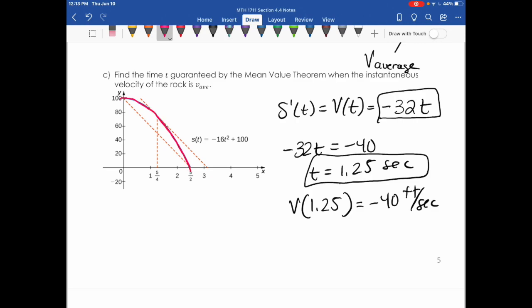Now, if we look at the graph in pink here that I'm highlighting, this is the graph of negative 16t squared plus 100. That's the position function. And if I look at, in green here, I'm going to trace, here's my average velocity. That's the slope of the secant line that passes through the two endpoints. And then I found at 1.25 seconds, which is the same as 5/4, has the same slope, which is negative 40 feet per second.